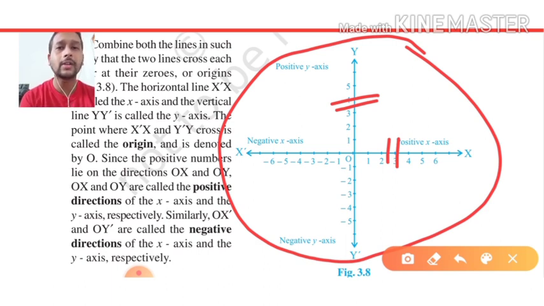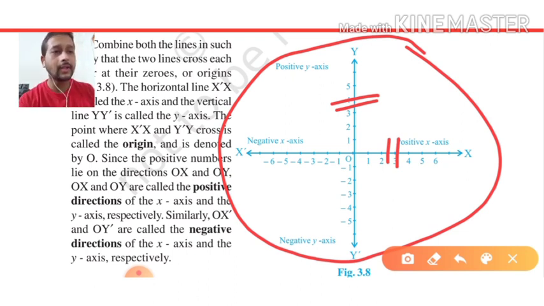How to mark on the number line? We know each point, each number, is at equal distances, so you can measure with the help of a ruler. In the graph paper you can take the scale with the help of the smallest boxes which will be given in the graph paper. That we'll discuss later on.